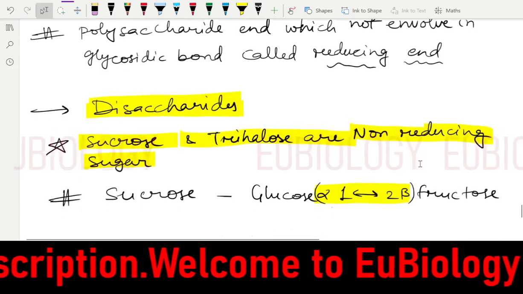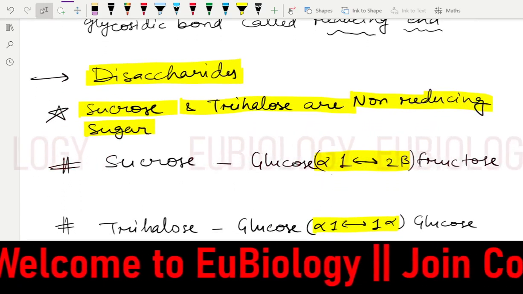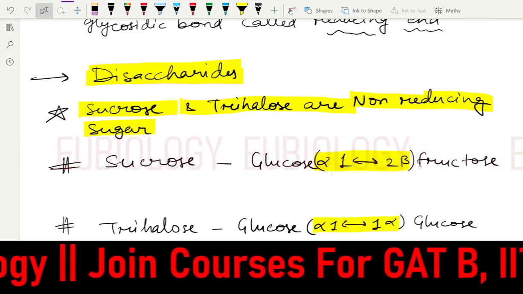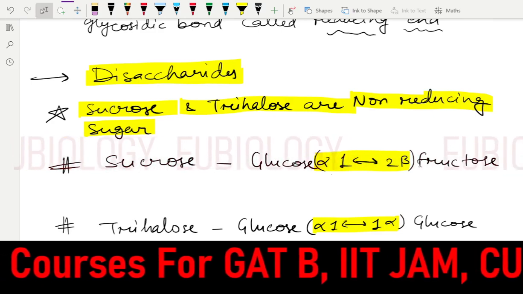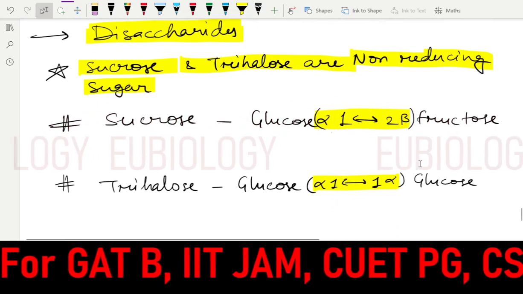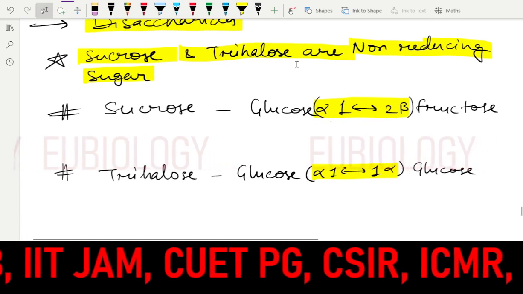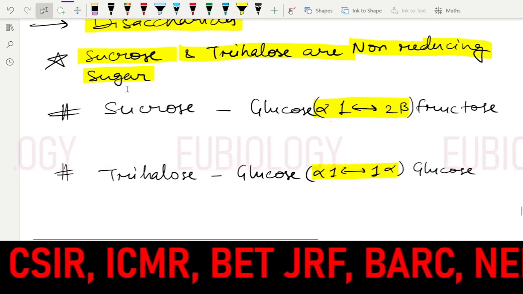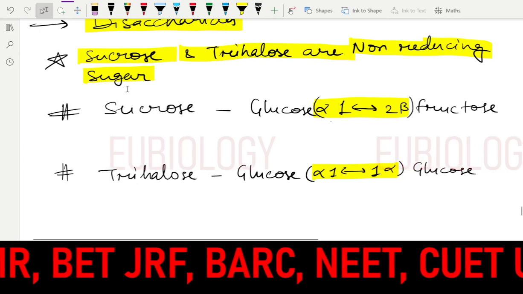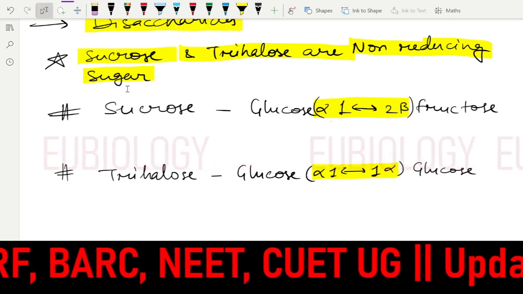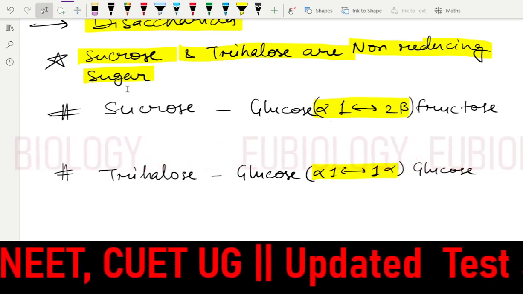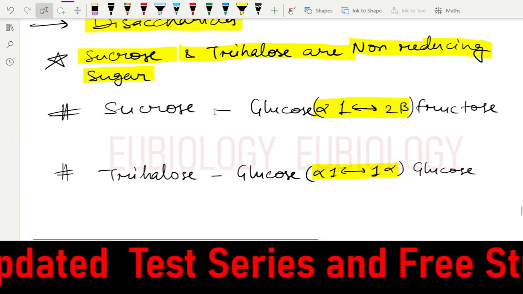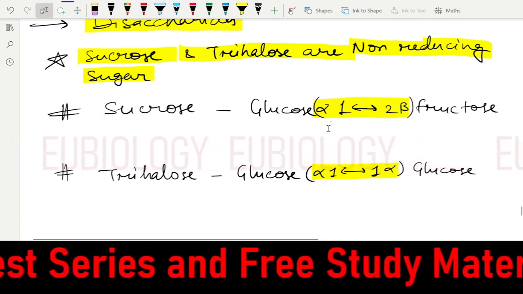Disaccharides we are going to see. Sucrose and trehalose are the non-reducing sugars. It means they are more stable in nature. They don't react with anything. They are not going to participate in the redox reactions. So they are more stable. That's why sucrose will be used for the storage and the transportation of energy.